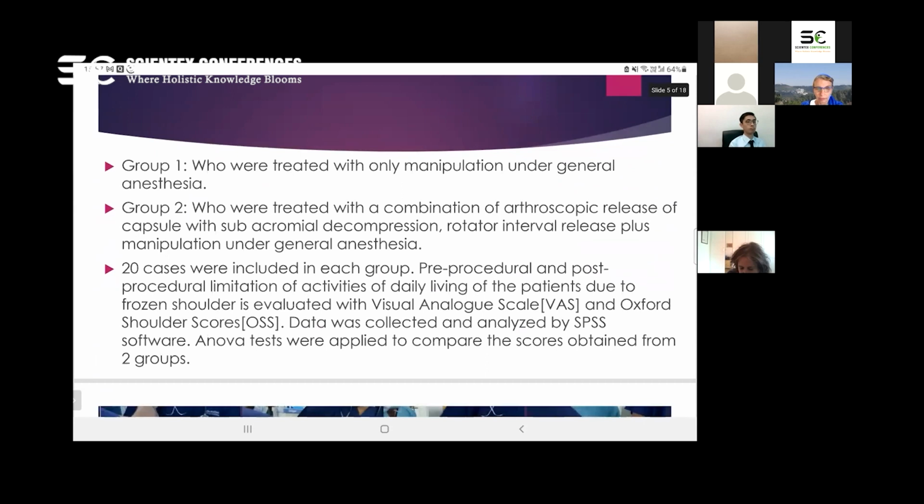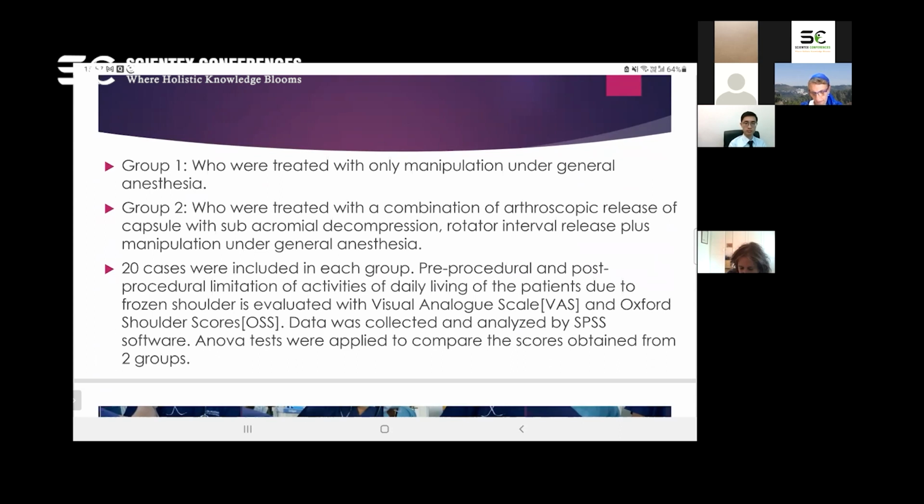So group 1 was treated with only MUGA, whereas group 2 was treated with a combination of arthroscopic release of the capsule with subacromial decompression, rotator interval release plus MUGA. We had a group of 40 patients, and we divided those 40 patients into two groups. One group contained 20 cases and the other group contained 20 cases.